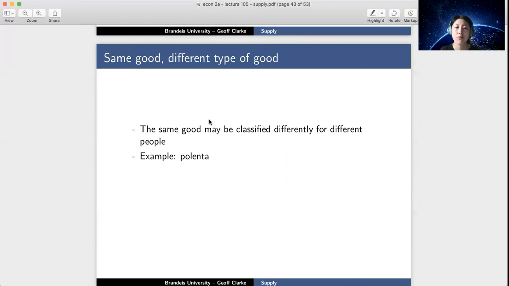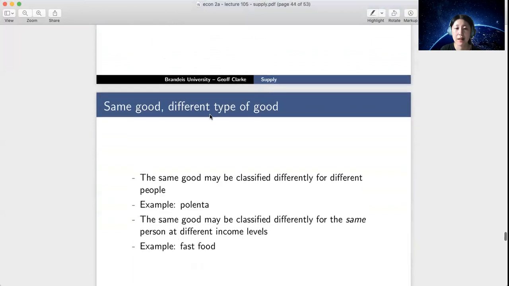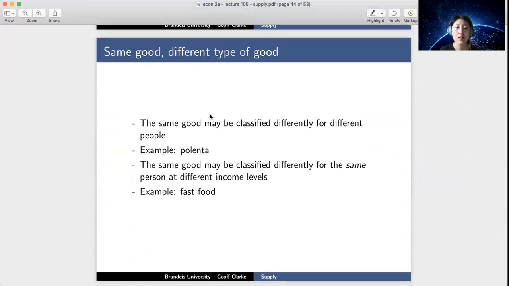But for people who choose polenta only because that's the only thing they can afford, they don't really like it, they have other, more preferable foods. When they get richer, they would consume less polenta. They will switch to the thing that they really like. So in this case, polenta is an inferior good. On top of that, knowing the same good may be classified differently for different people, we should also be aware that the same good may be classified differently for the same person at different income levels.